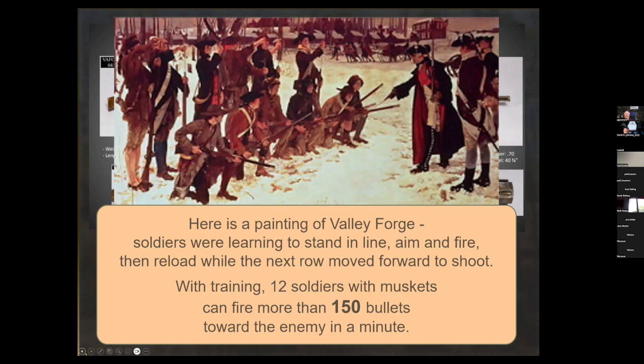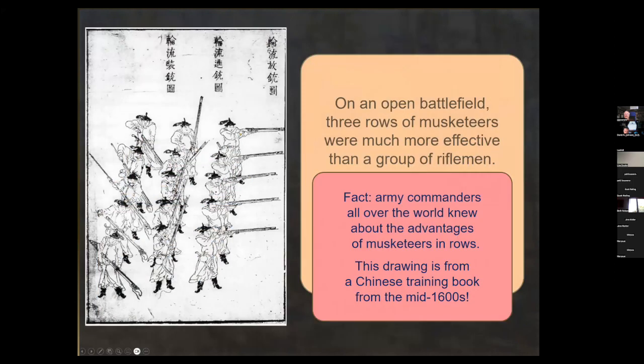Oh, and let me just do one more thing here, since I got a second. The command at the time was not ready, aim, fire. The command was ready, level, fire. Nobody even bothered to try to aim a musket. All you did was hold it level and hope that you had enough bullets flying in the other direction that you might hit something. It's one of the reasons why Lexington and Concord did not have very many casualties: they were standing 100 yards apart and they couldn't hit anything at that range.